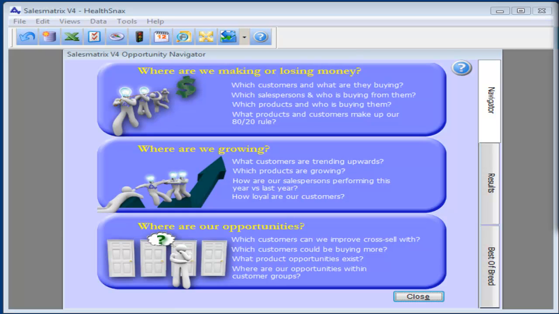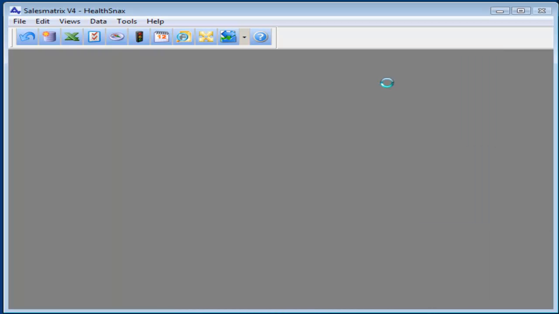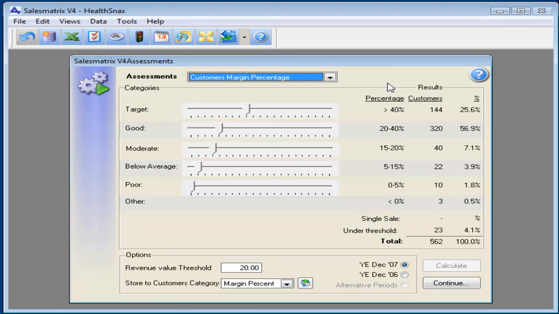Which customers, and more importantly, what do they buy? Sales Matrix automates this process by identifying various segments by margin category in order to understand which customers are making or losing money in our business. The first step in our wizard shows 6 default categories.